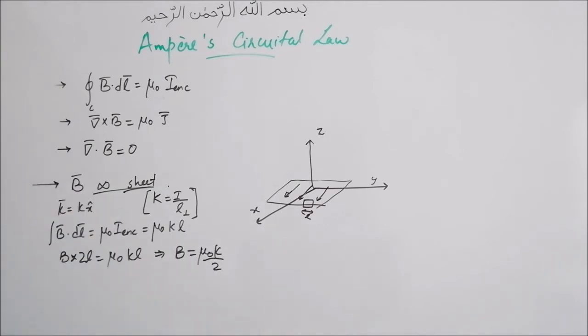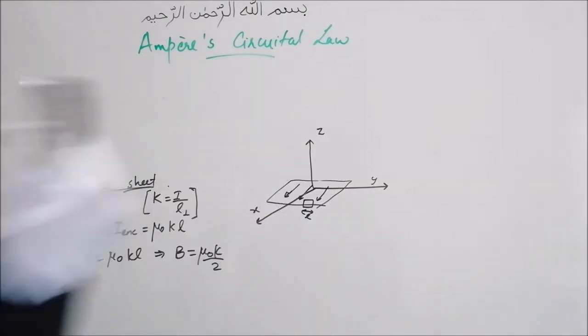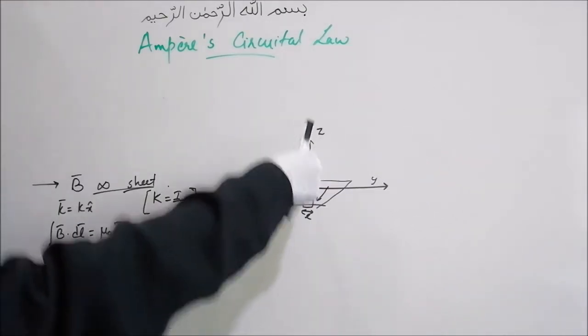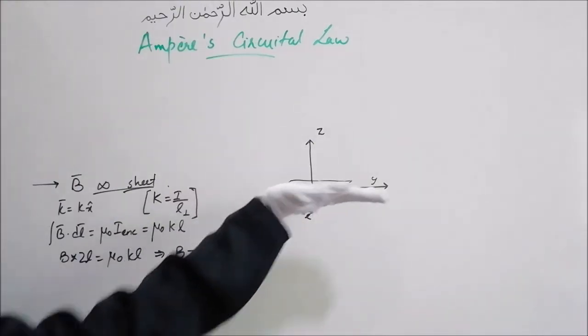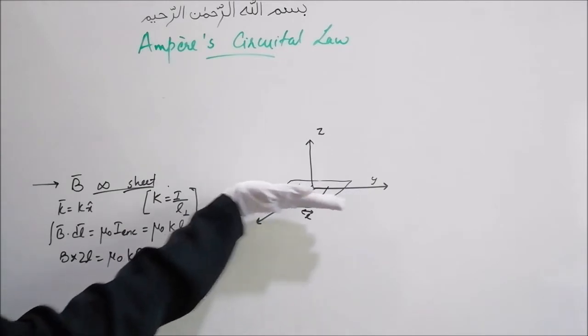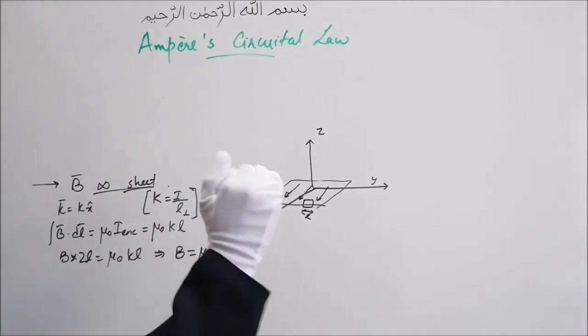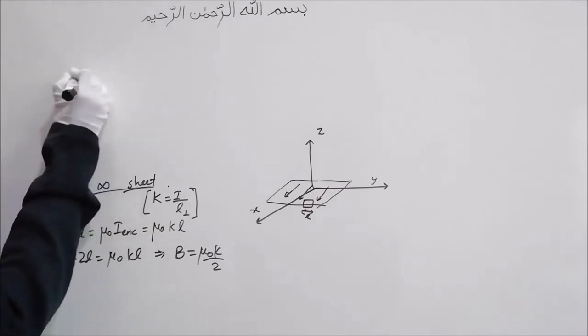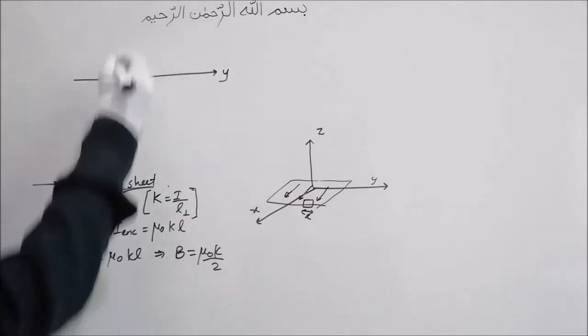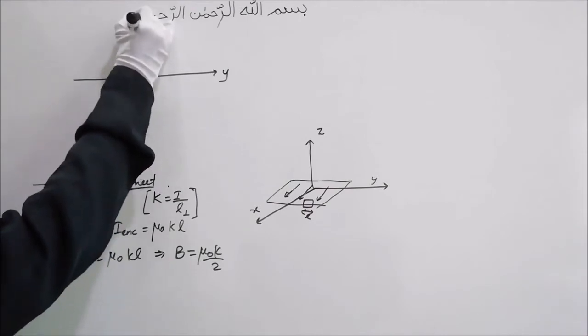But what is the direction of this magnetic field? There are two ways of doing this. First I'll show you the long method, then we will look at the trick. My x-axis is coming out, y-axis is along that direction, z-axis is going up, and my plane is like this. So let's say I'm looking from the x-axis, I'm looking from here. So what I will see is, this will be my y-axis and this is my z-axis.